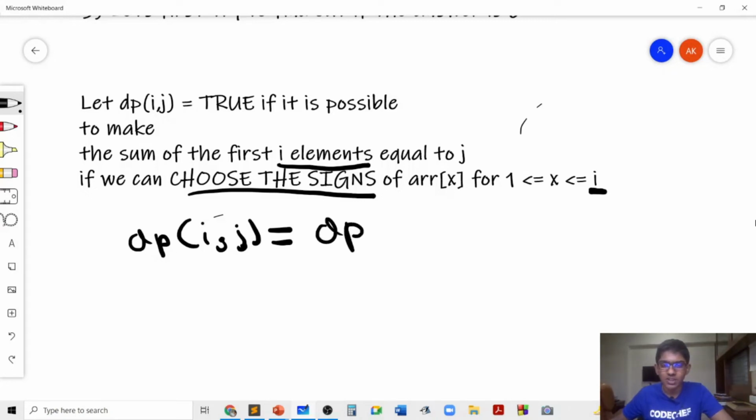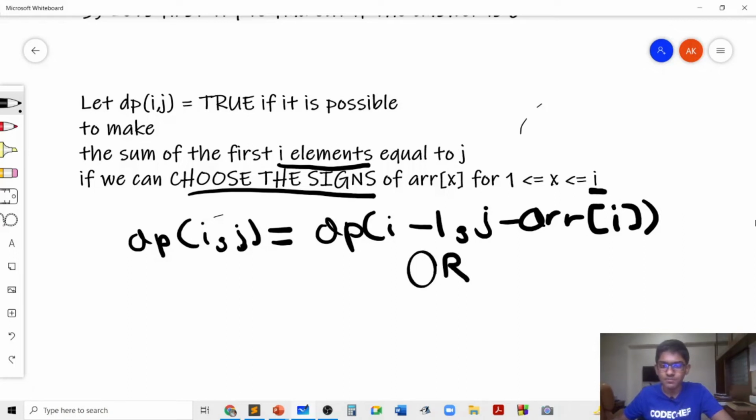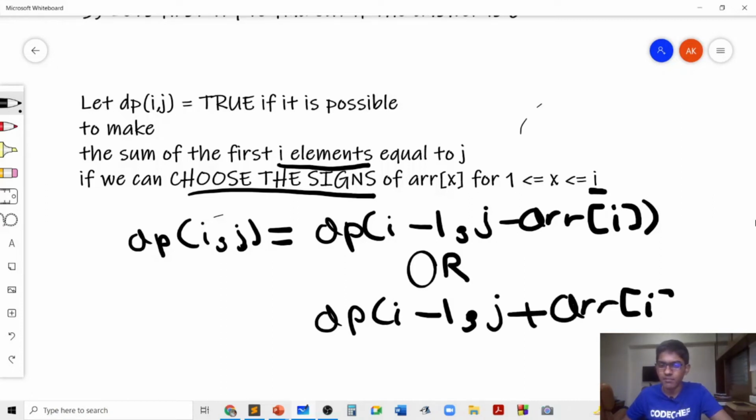So if it's a plus array[i], then it's going to be dp[i-1][j - array[i]], sorry, because we have i minus 1 elements left, and the sum of the i minus 1 elements should be j minus array[i]. So it's going to be this, or, because it's a true or false thing, dp[i-1], and let's say we chose array[i] to be the negative value, so in this case it's just going to be j plus array[i].